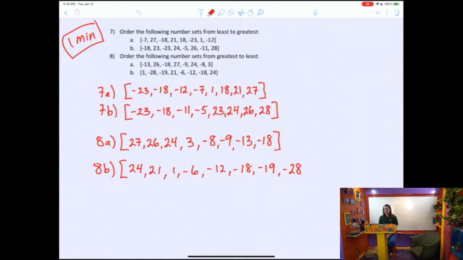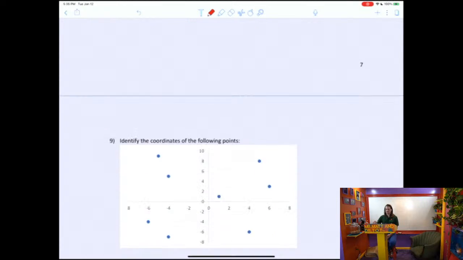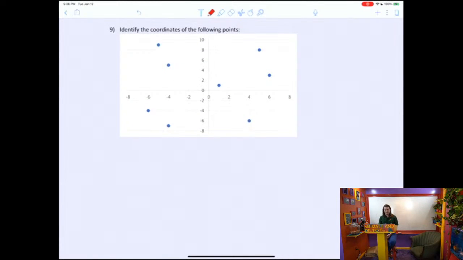For 8, we're listing from greatest to least. So we're going to go from the greatest positive number to the smallest negative number. For 8a, we're going to have 27, 26, 24, 3, negative 8, negative 9, negative 13, and negative 18. And then for 8b, we're going to have 24, 21, 1, negative 6, negative 12, negative 18, negative 19, and negative 28. Remember that greatest to least is the greatest positive to the smallest negative.